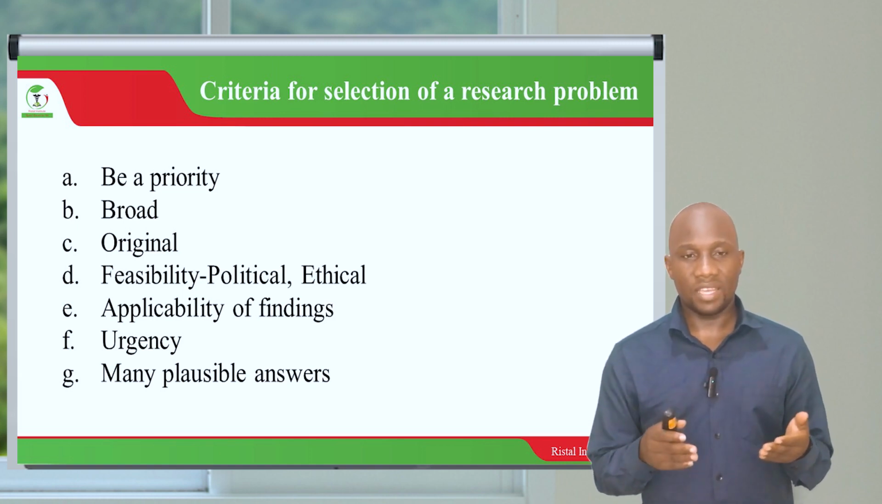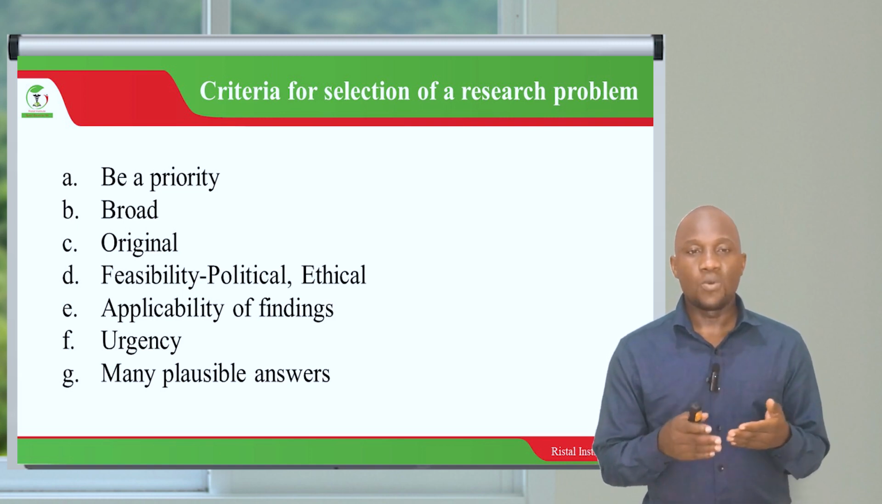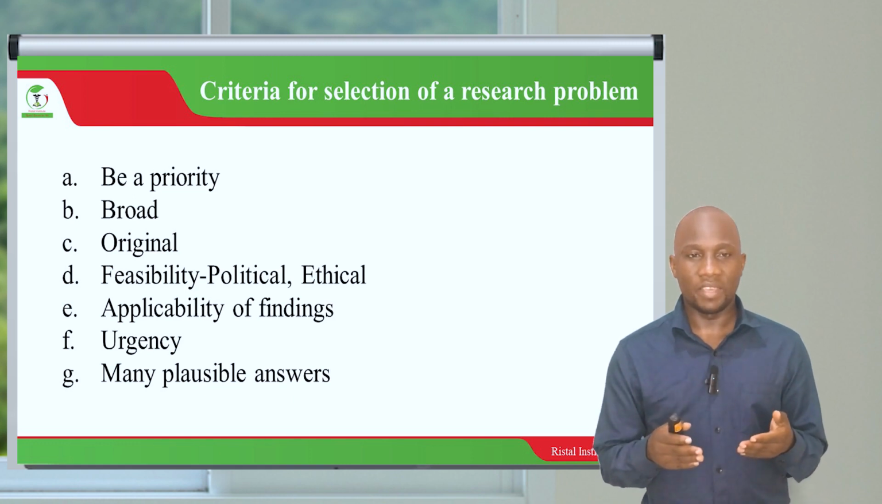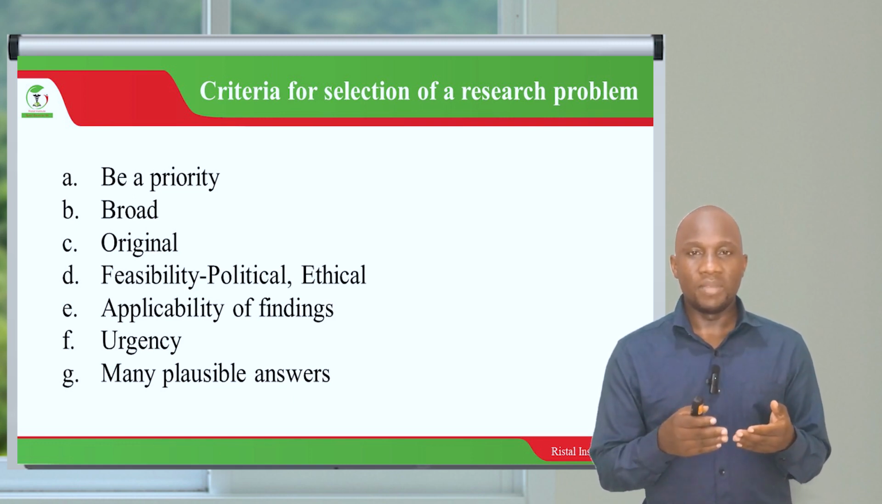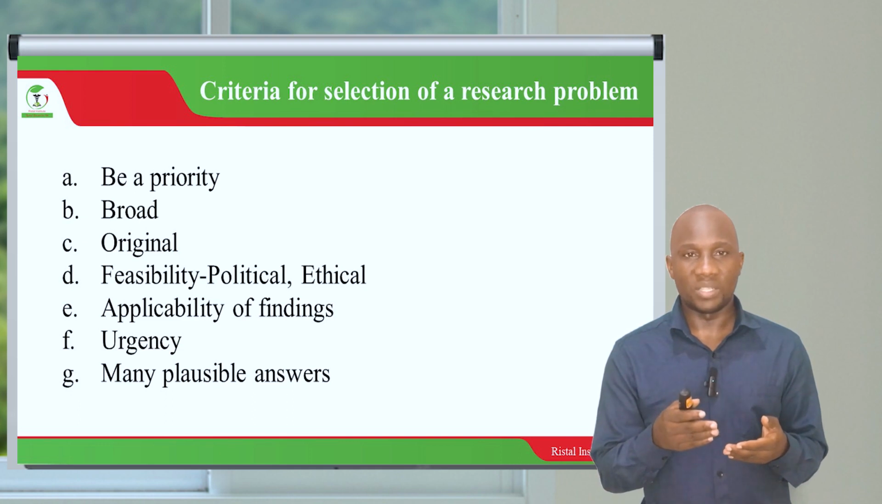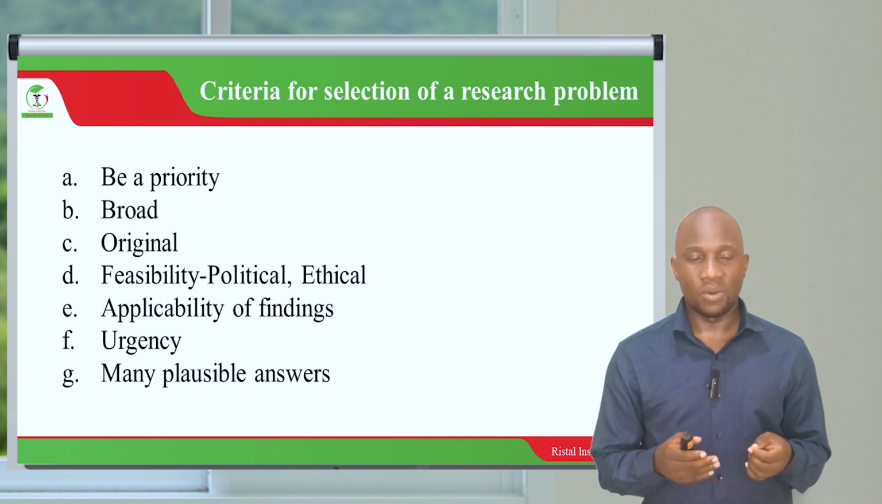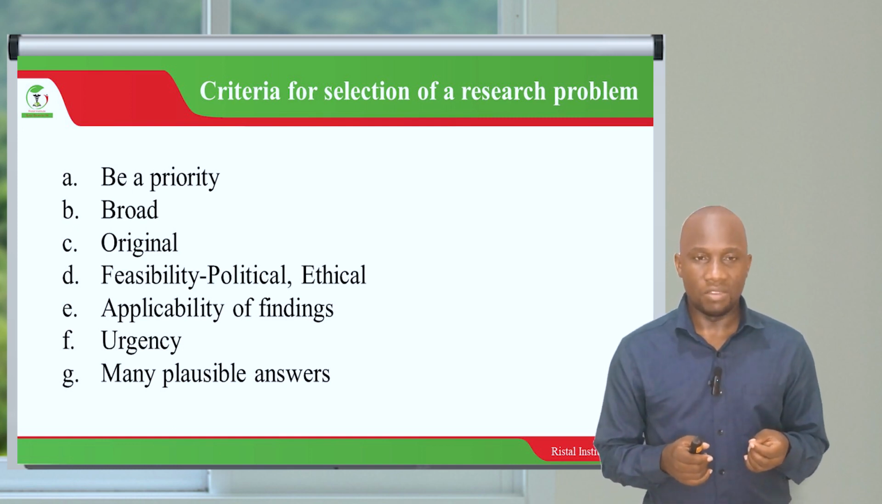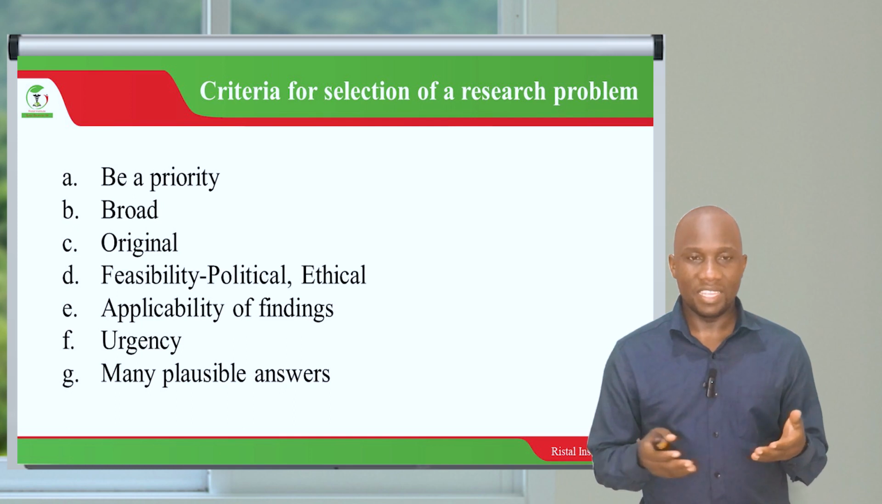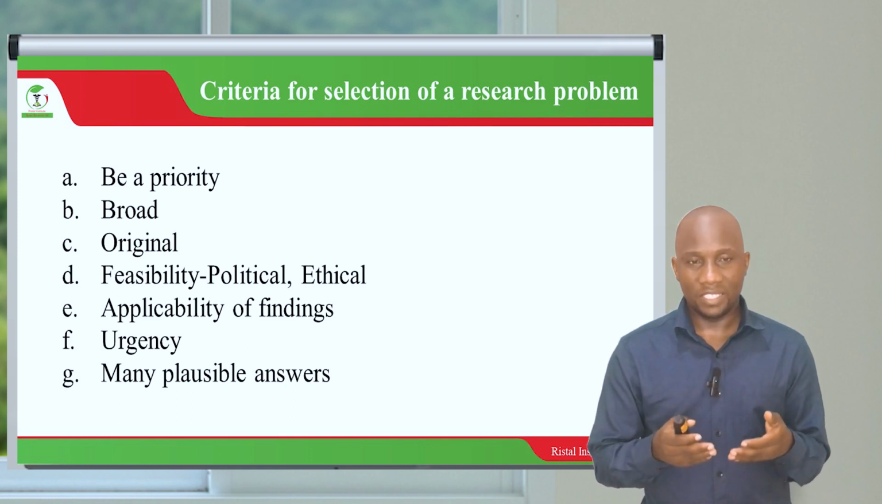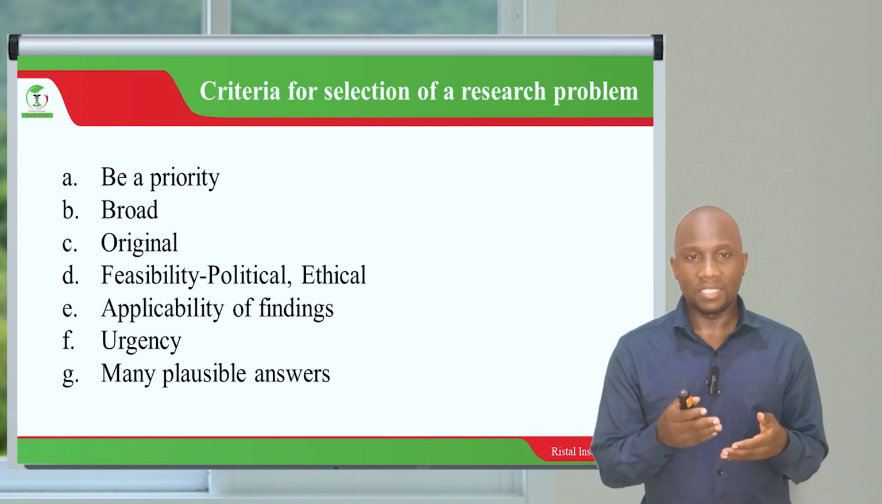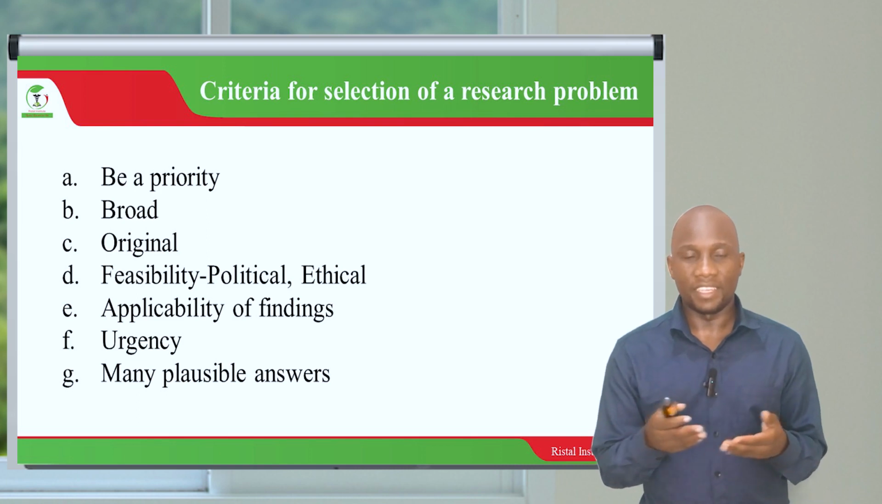Urgency relates to the fact that you could have an existing problem and that problem needs to be solved as soon as possible because it could help in saving lives, or it could actually improve the quality of life of many individuals. That is what we call urgency. Urgency is how fast the results of this research are needed.